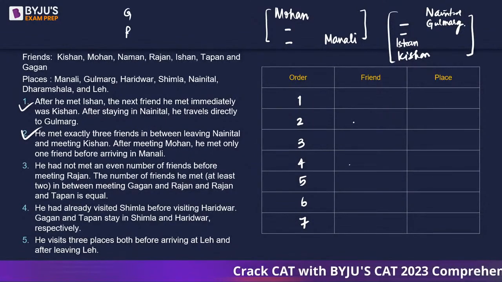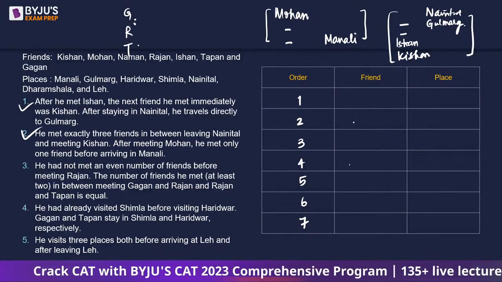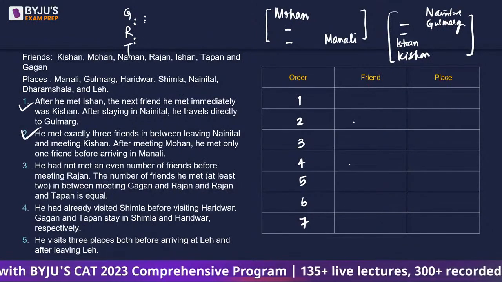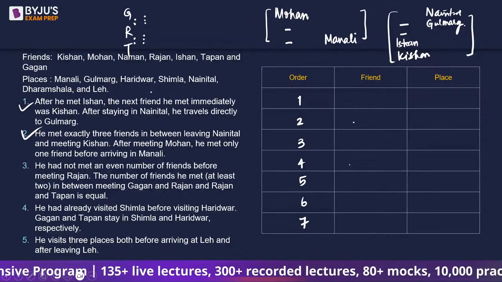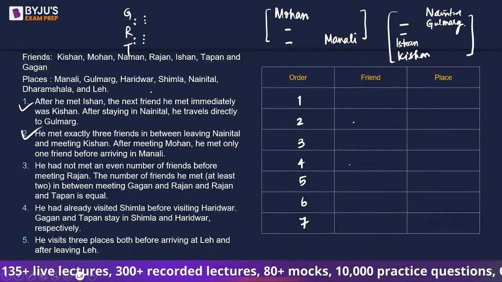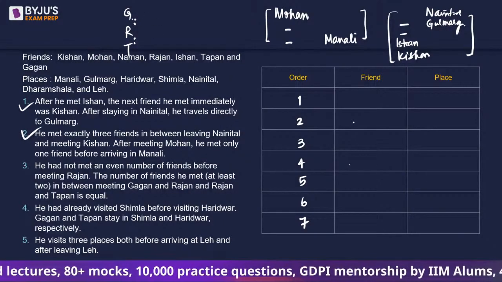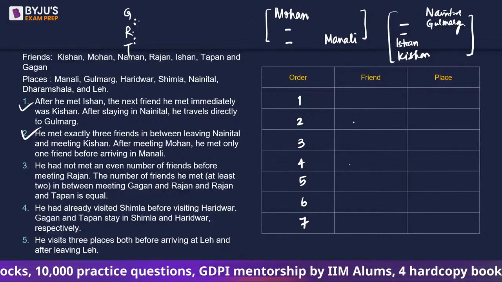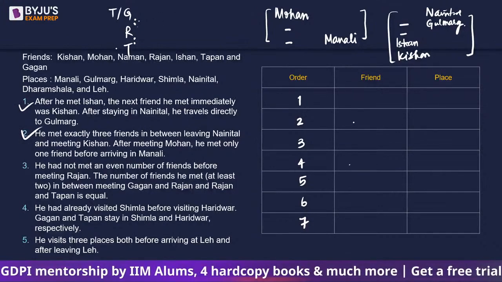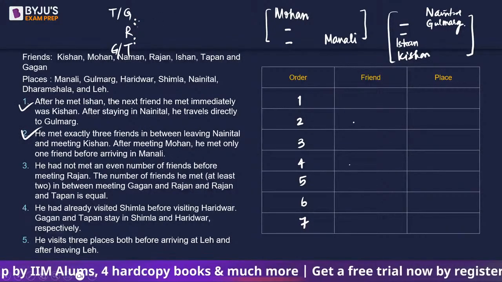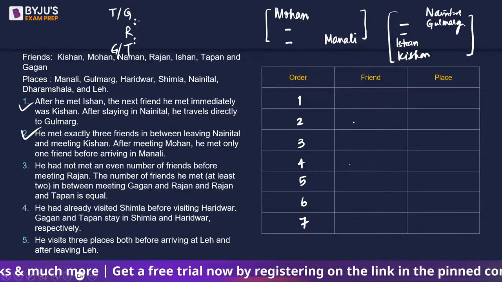So Gagan and Rajan and Tapan, inke beech mein kam se kam 2 log hain. So they both may be 2-2, they both may be 3-3. Now the thing is, if there are going to be 3-3, the number of friends he has met will be more. So from this statement, can we conclude that Gagan, 2 friends, Rajan, right? And then Rajan, 2 friends, Tapan, or maybe Tapan and Gagan can interchange because it doesn't say the same sequence. Theek hai, ye interchange ho sakta hai.